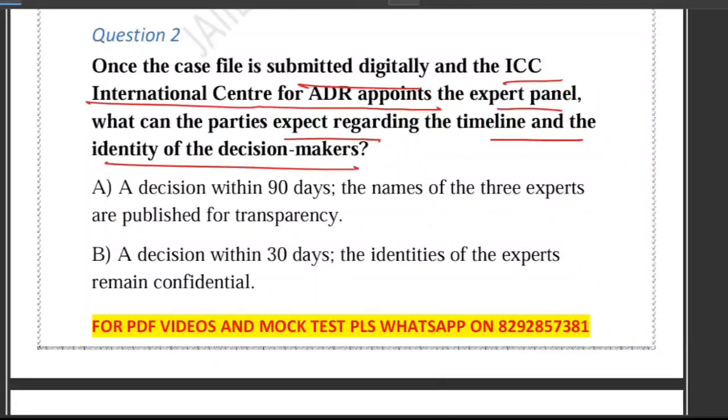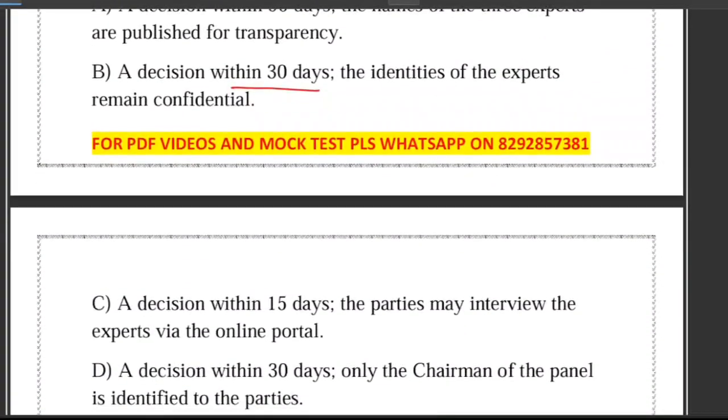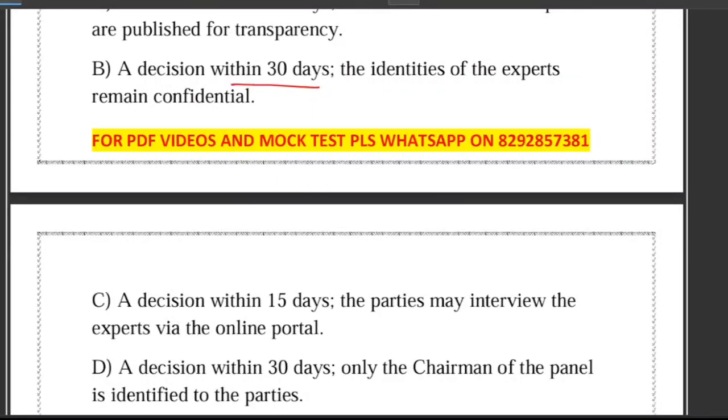Option A says decision within 90 days, the names of 3 experts are published for transparency. Decision within 30 days, the identity of the experts remains confidential. Decision within 15 days, the parties may interview the expert via the online portal. Decision within 30 days, only the chairman of the panel is identified to the parties.